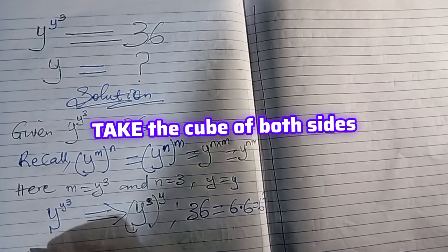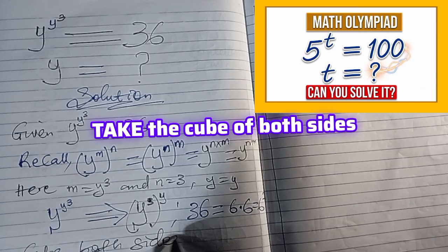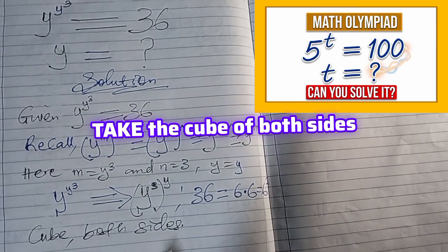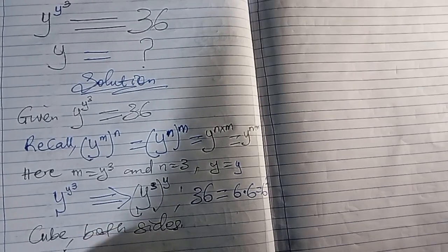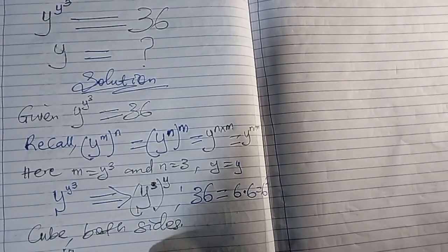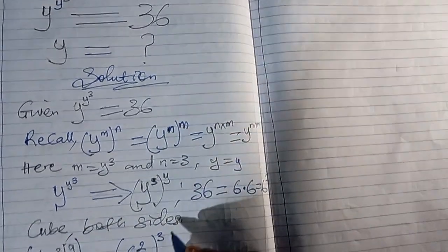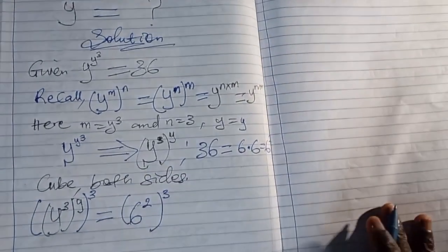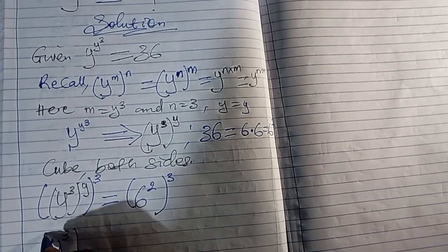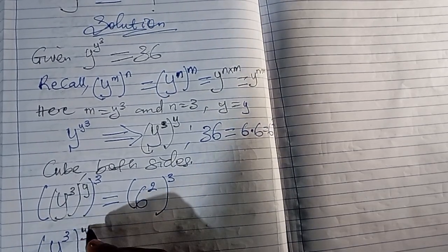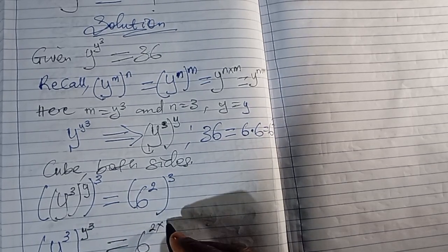Now, take the cube of both sides. I will now have y raised to power 3 raised to power y is equal to 6 raised to power 2. Then let's cube now. This is raised to power 3. This is raised to power 3. So I can now have y raised to power 3 raised to power y raised to power 3 equals 6 raised to power 2 multiplied by 3.